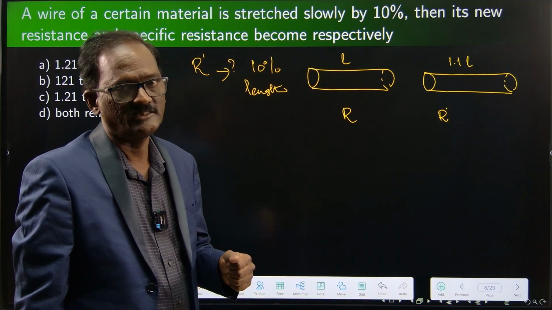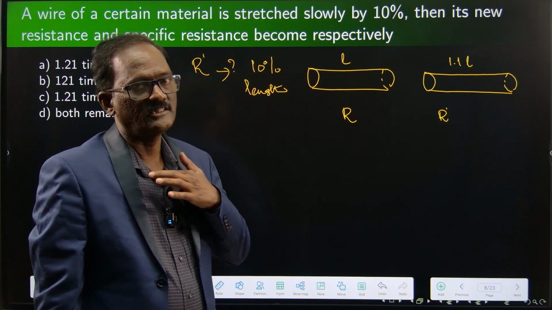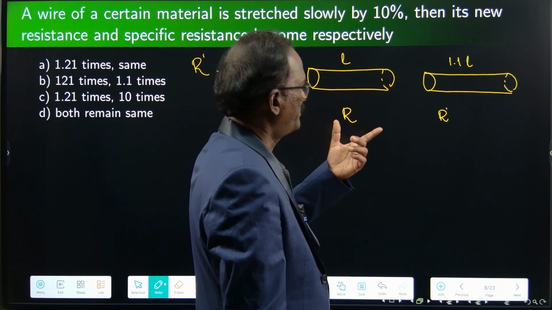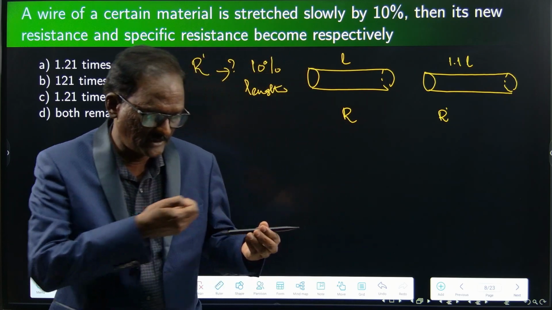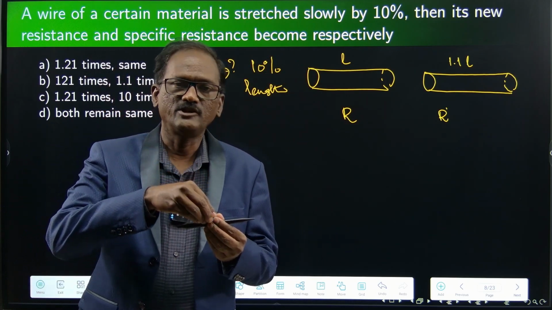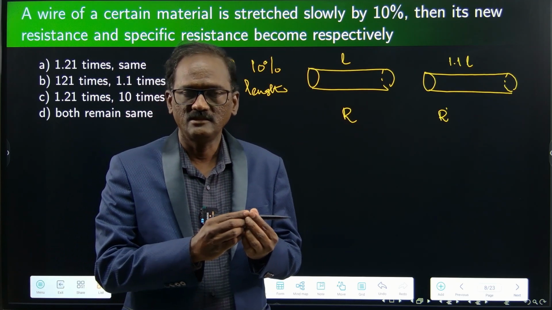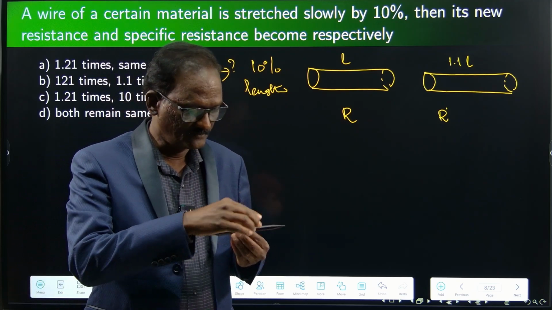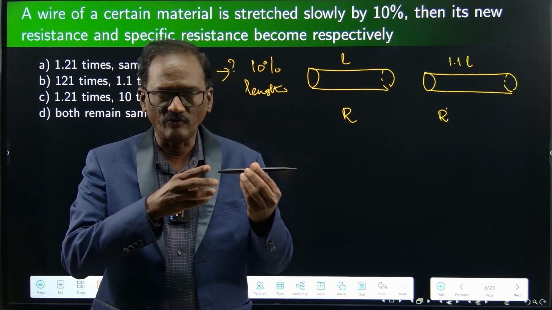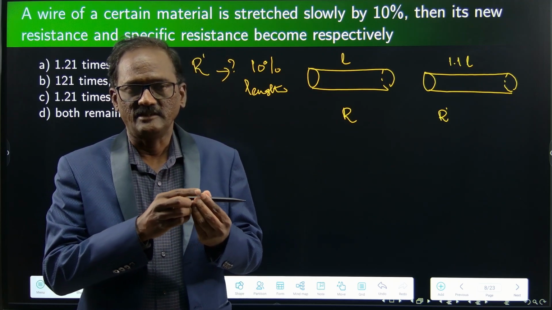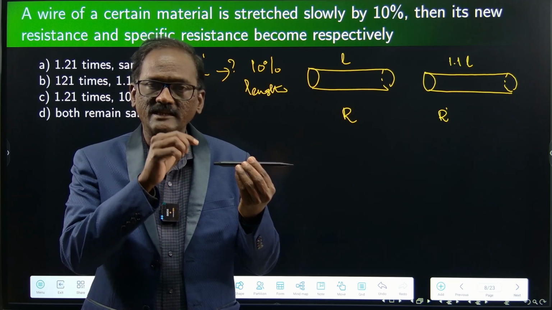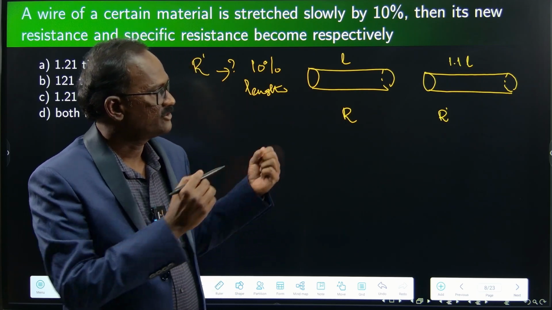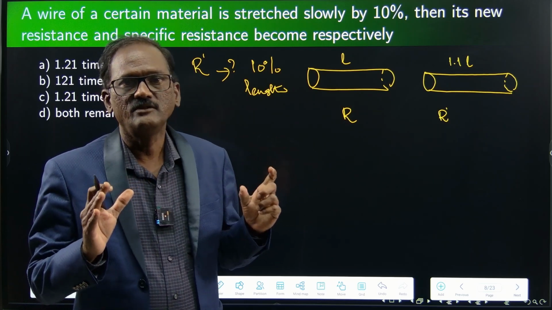So dimensions are changing, so definitely there will be a change in the resistance value. Let us see it. Please remember, you are stretching the material. You are not adding any new material to it, and you are not mixing any material. When the length increases, the cross-sectional area will decrease to keep the volume constant. So when you stretch the conductor, the volume will be constant.